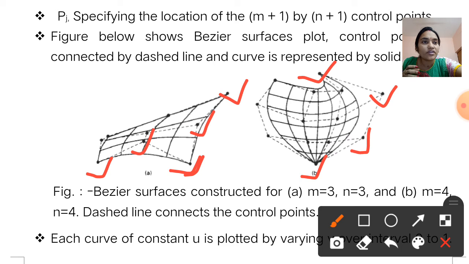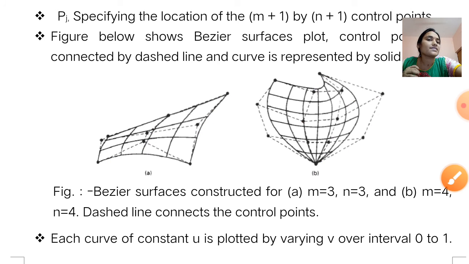This is the first curve line, these solid lines. Suppose in the middle solid line, the control points are: this one is the first control point, this one second, this one third, this one fourth. So in this way m equals 4 and n equals 4. The dashed lines connect the control points. The dashed lines are the Bezier surface plot.